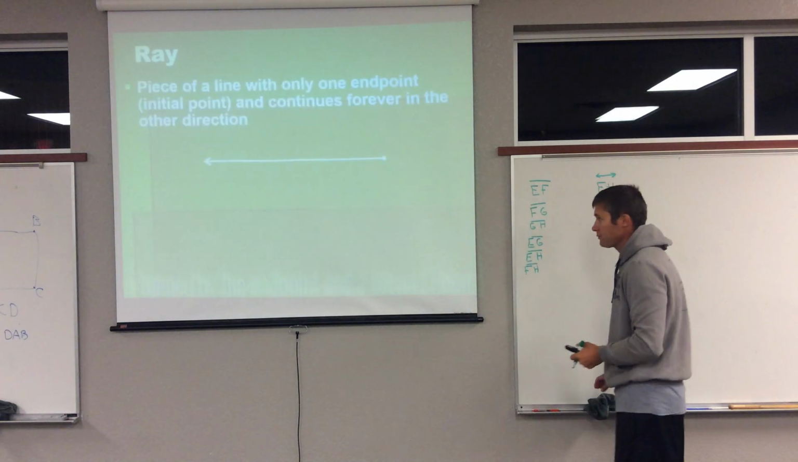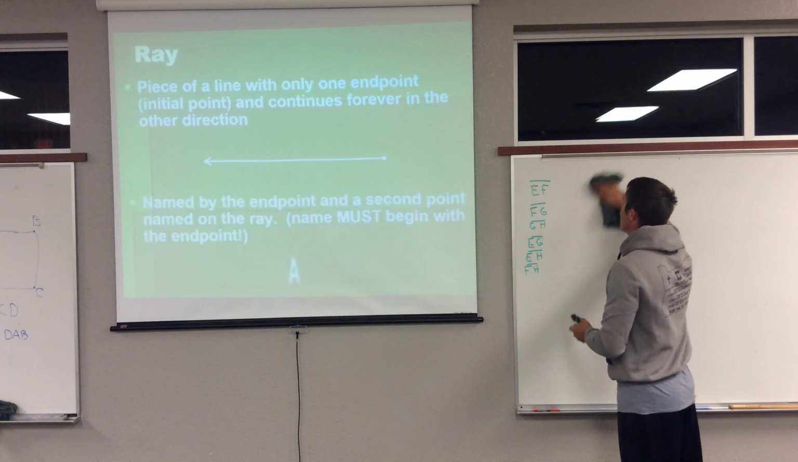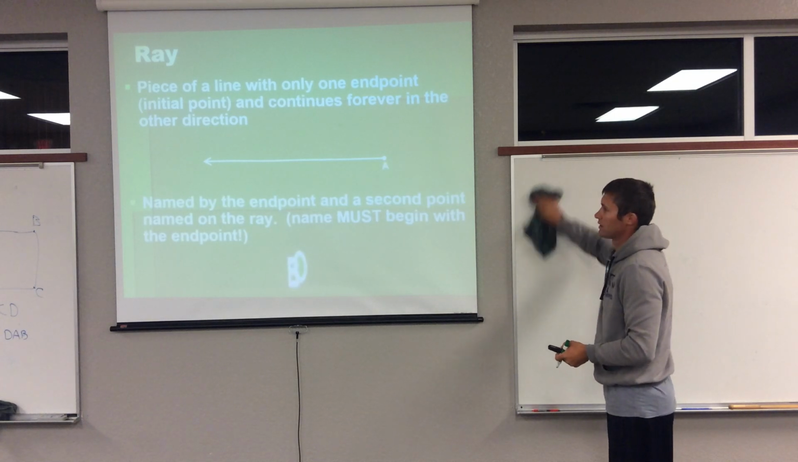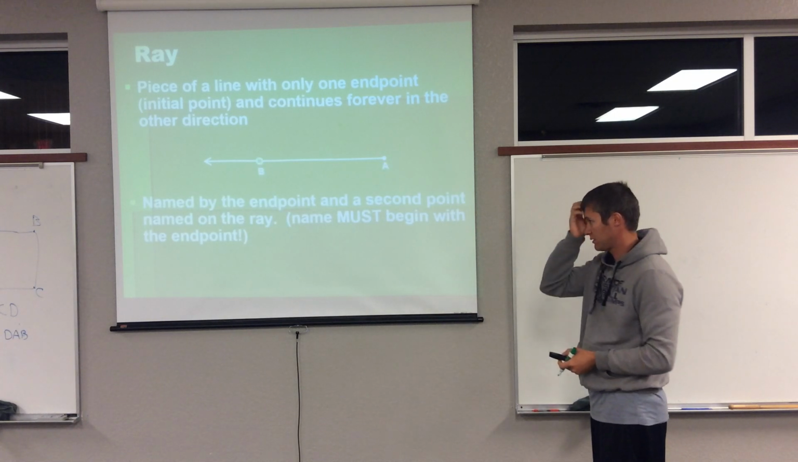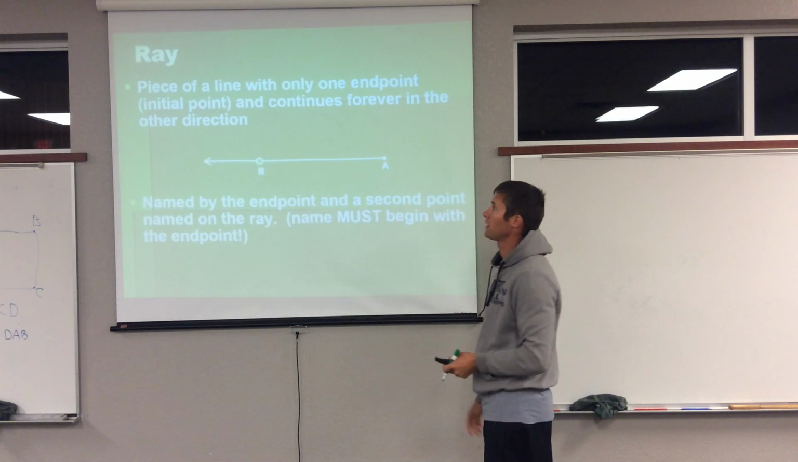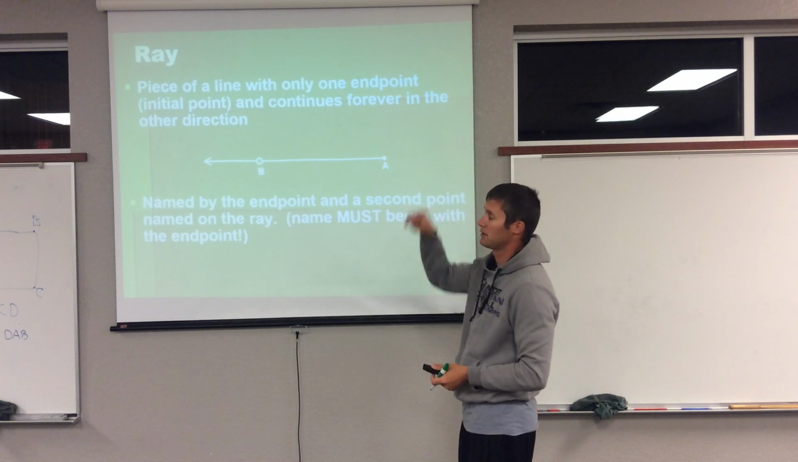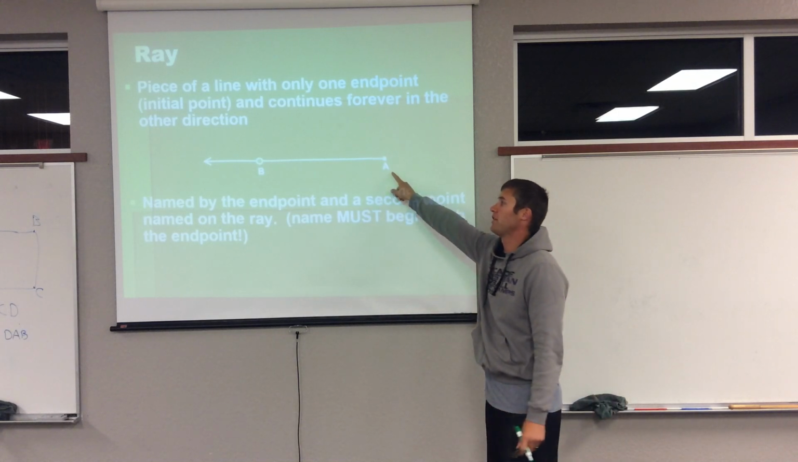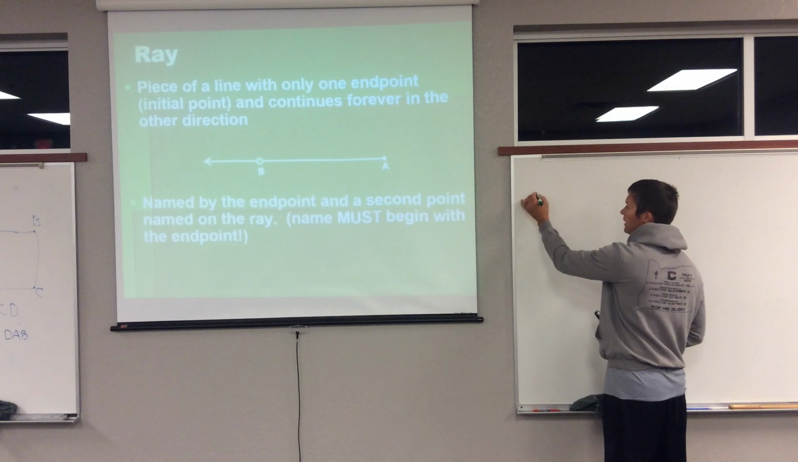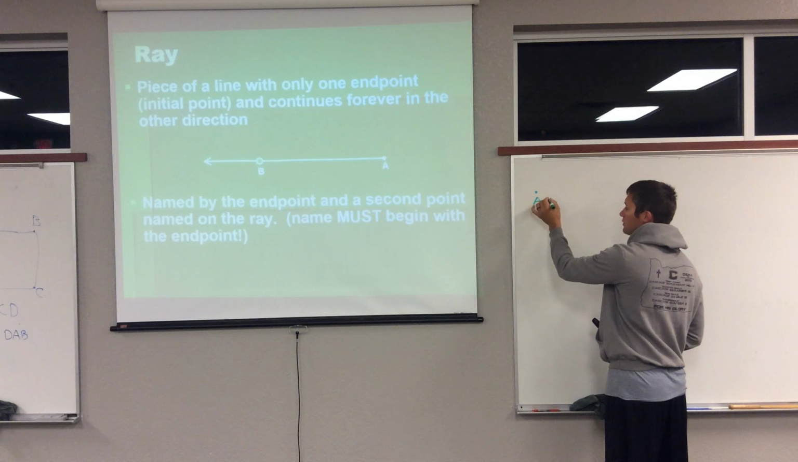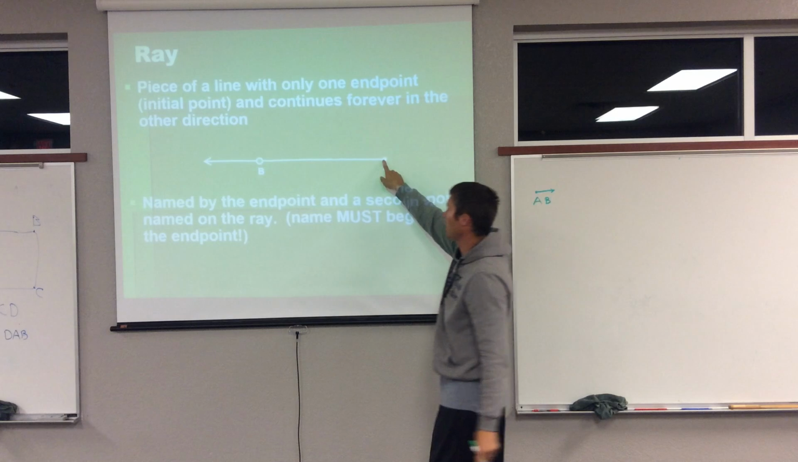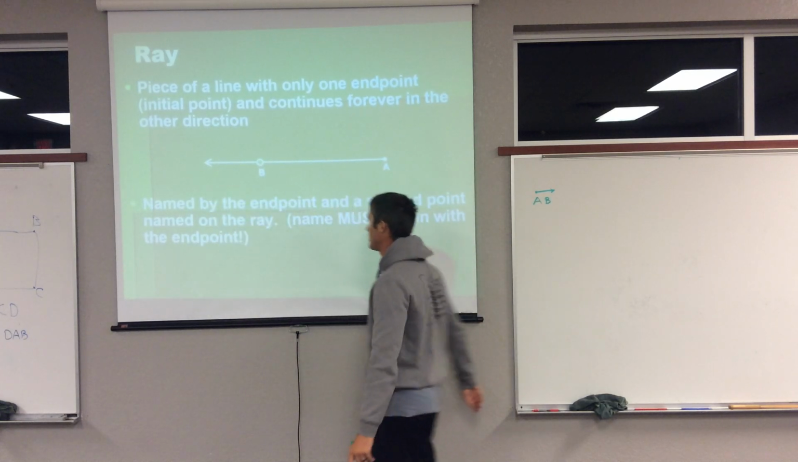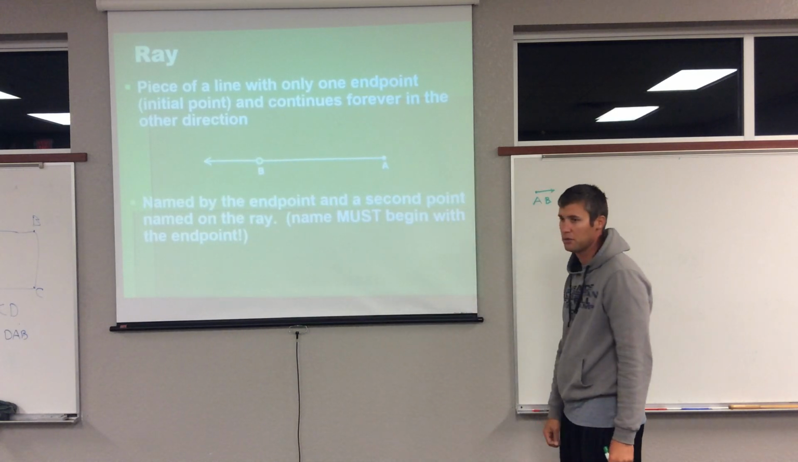So, a ray. What a ray is, it has one endpoint and then it goes on forever. It's a piece of a line with only one endpoint, the initial point, that continues on forever in one direction. I want to name this ray right here. Our initial point is A, and it goes A to B. Our endpoint is A, and it goes on forever that way. So that's how we classify it, A to B like this.